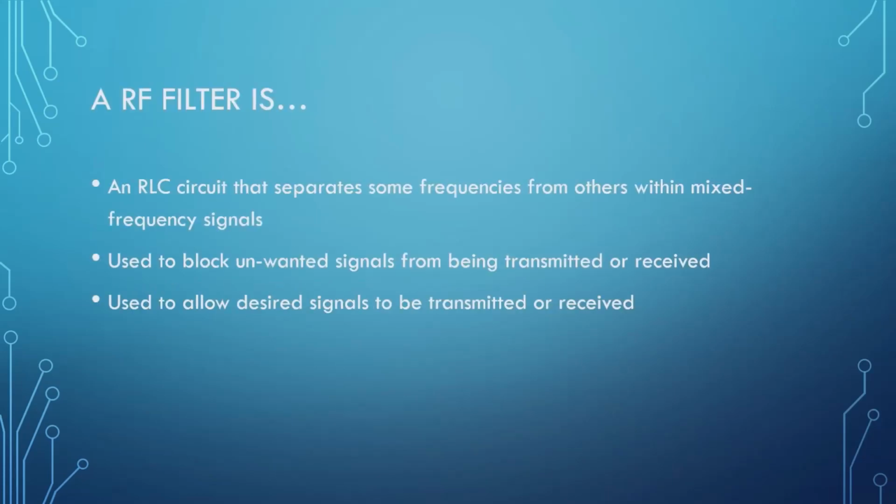An RF filter is basically an RLC circuit. That means a resistive, inductive, and capacitive circuit that separates some frequencies from others within mixed frequency signals. This circuit can block stuff below a certain frequency, or block stuff above a frequency. You can design it to only let a certain portion, or a band, through, or you can block out a portion of the band. We're going to use it to block out unwanted signals above where we're transmitting.